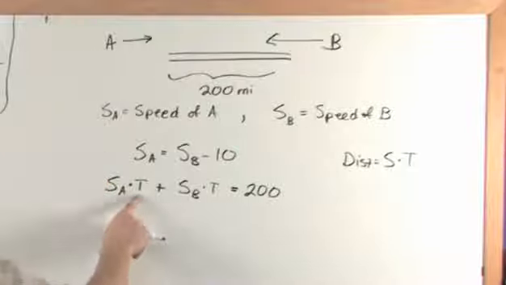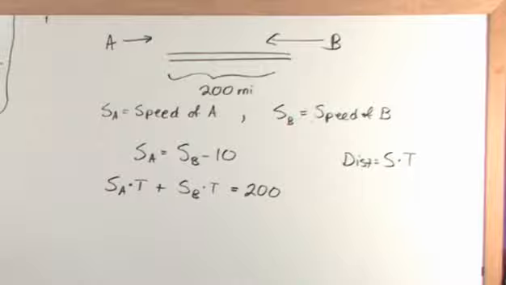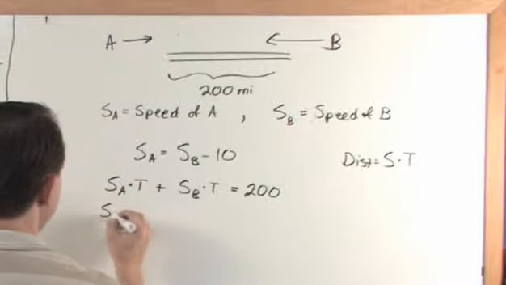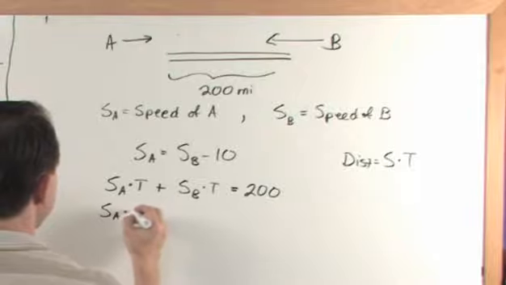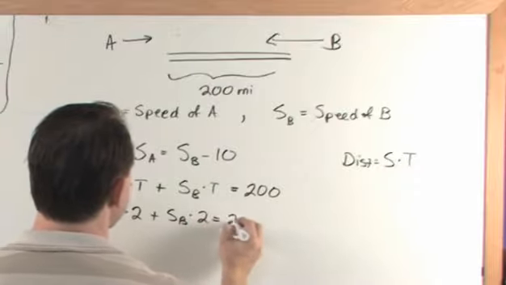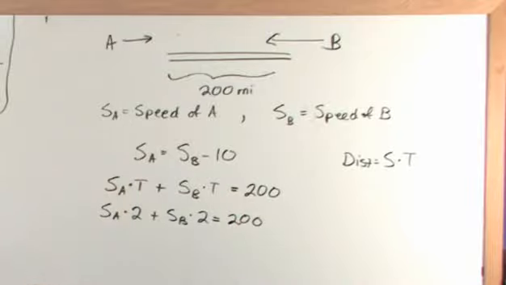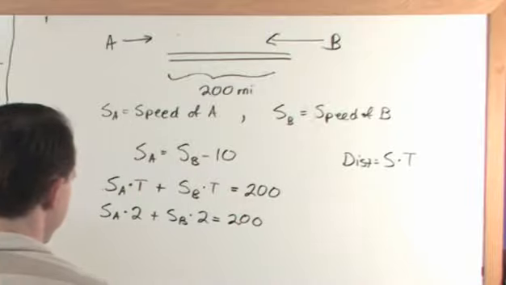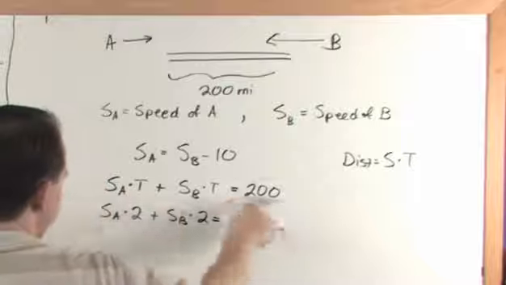Now, we know what the time is, okay? Because it tells us that the time is 2 hours. So this turns into SA times 2 plus SB times 2 is equal to 200. And you could have started out with this and written that down because you're given that in the problem, but I wanted to show you here where it was coming from.